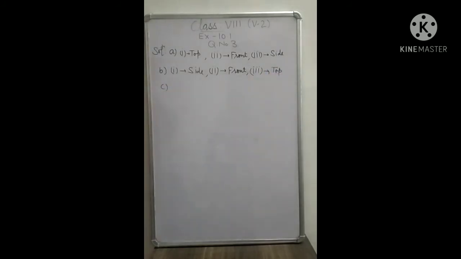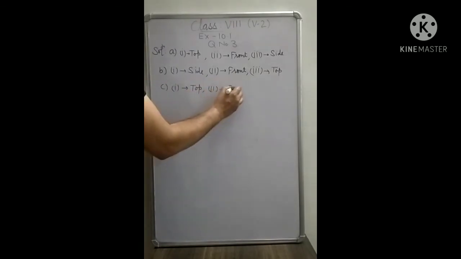See the C part. Here in C part, the first figure shows 2 boxes, and 2 boxes can be seen from the top only. So this is your top view. Then the second one. The second figure shows 3 boxes, and 3 boxes can be seen only from the front. So this is your front view.